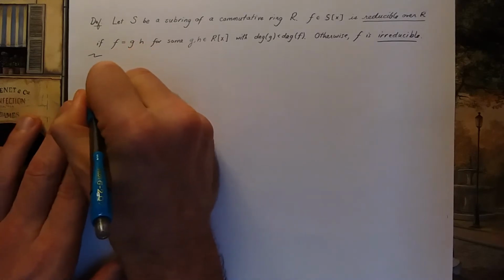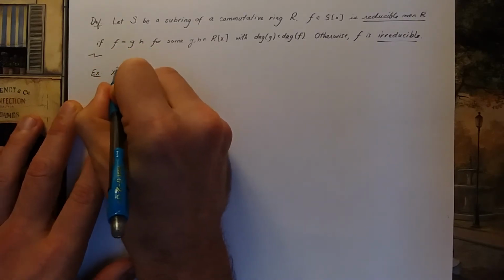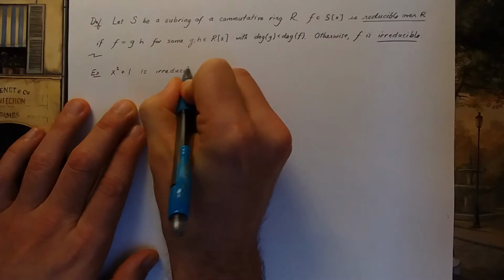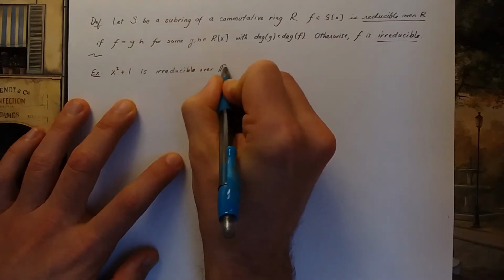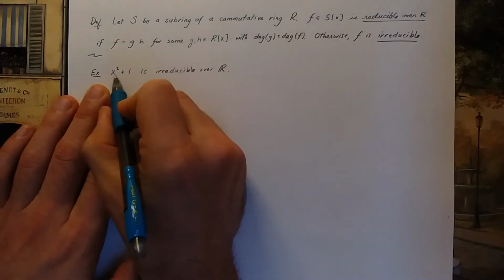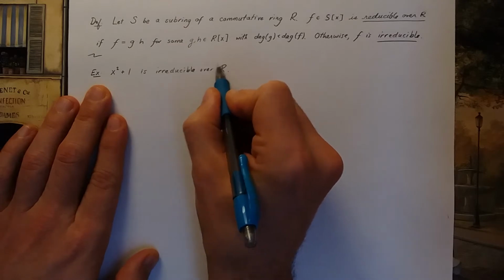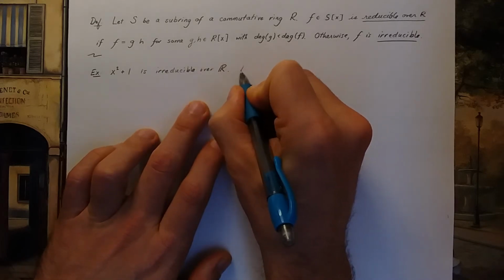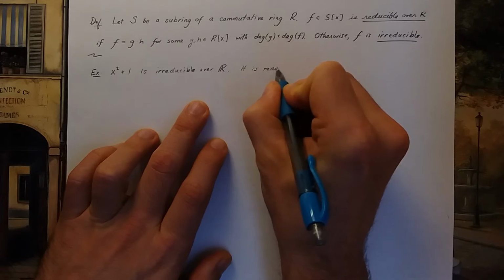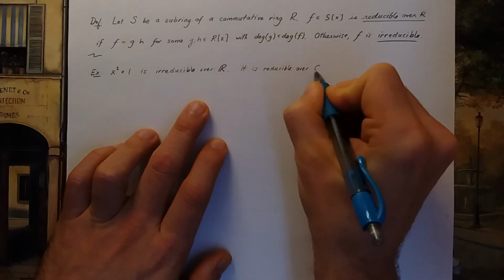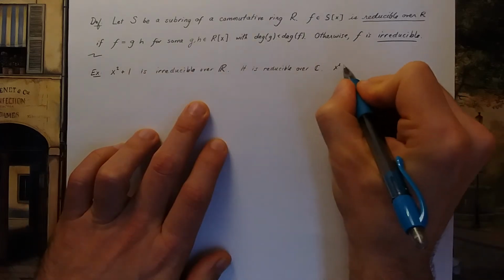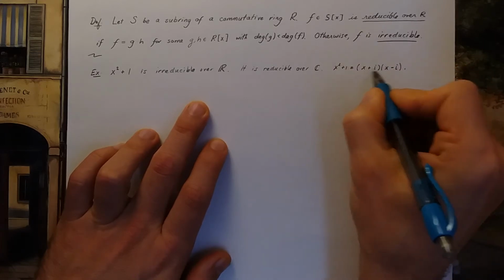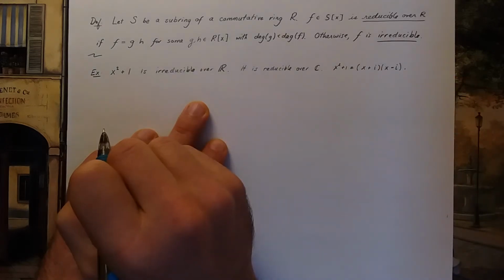Let's see some examples. x squared plus 1 is irreducible over the reals. You cannot factor x squared plus 1 into two smaller polynomials where all the coefficients are real. But it is reducible over the complex numbers, because I can write x squared plus 1 as (x plus i) times (x minus i), factoring it into smaller polynomials that use elements in the complex numbers.